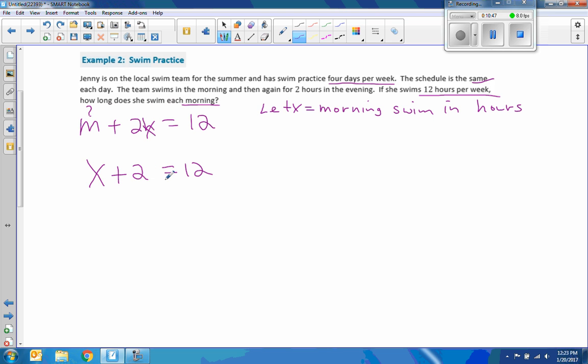Well, this isn't quite right yet because this is only considering 1 day. Morning swim plus 2 hours in the afternoon would only be 1 day. So how many days are we doing it for? It is 4. So I'm going to put out here times 4 days. So she swam in the morning some period of time plus 2 hours in the afternoon, 4 days. So there's our equation: 4 days times morning swim plus 2 hours in the afternoon equals 12 total hours. How many hours did she swim?